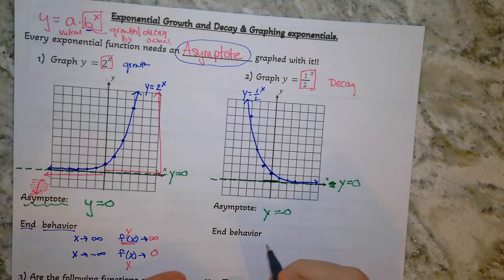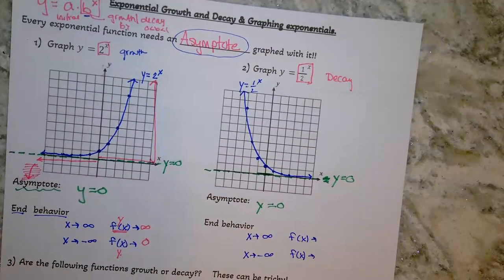All right, let's talk end behavior. As x approaches infinity, what is f of x approaching? And as x approaches negative infinity, what is f of x approaching?